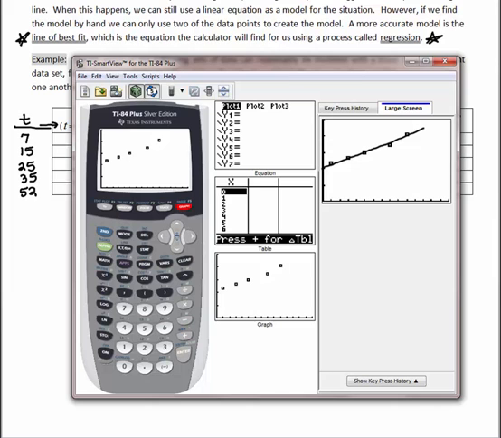Now we already know that we could come up with a linear model by hand by selecting 2 points and finding the equation of the line. The calculator, though, can do a better job. It can take into account all 5 data points. So I'm going to take a look at how the calculator does that.